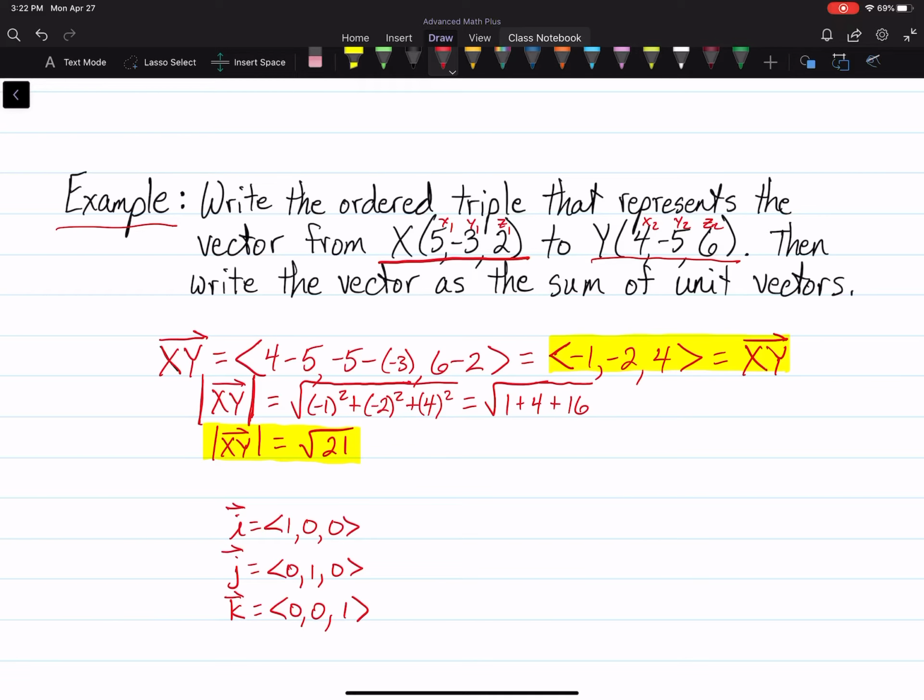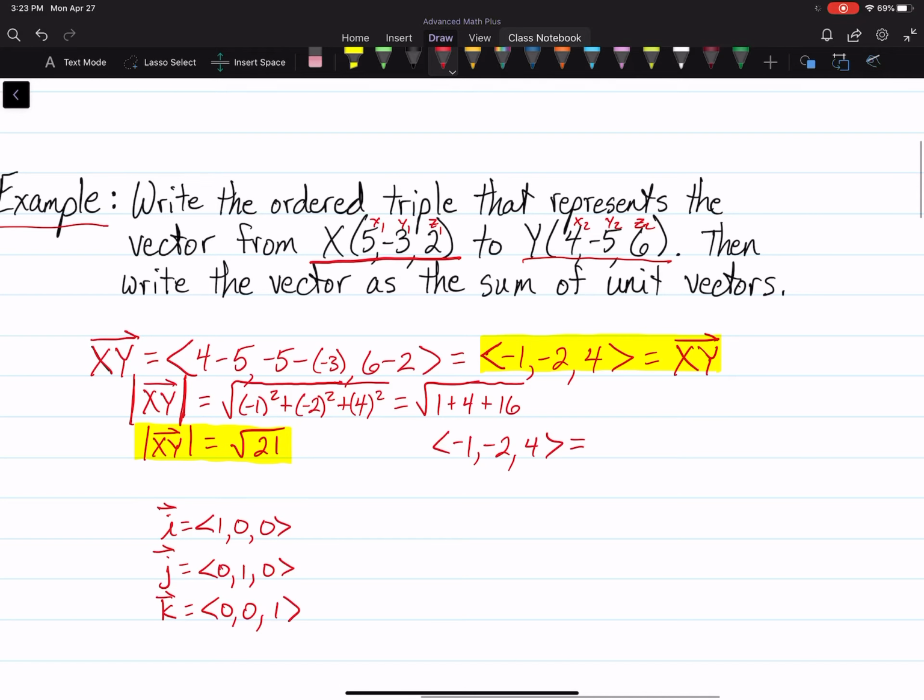So basically, you just take i, j, and k and you put them up with the vector. So if we have vector -1, -2, 4, and we wanted to write that as the sum of unit vectors, we're just going to say -1 times vector i minus 2 times vector j plus 4 times vector k. And that would be the sum of unit vectors.